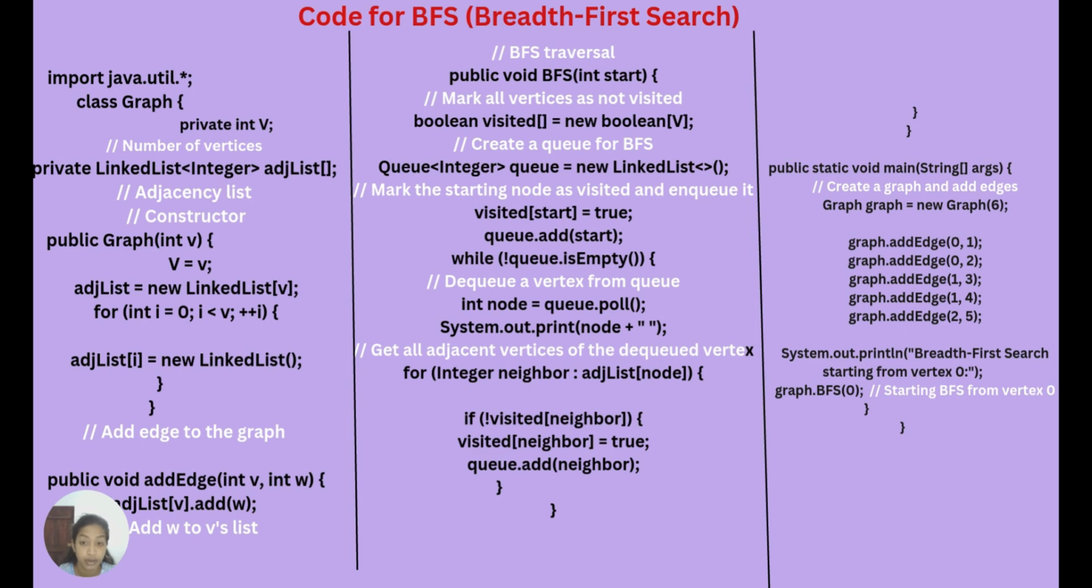Queue for BFS: a queue, a linked list, is used to store vertices as they are visited. The start node is marked as visited and added to the queue. The while loop continues until the queue is empty. It dequeues the front vertex, prints it, and adds its unvisited neighbors to the queue.